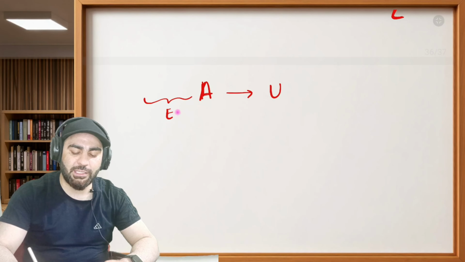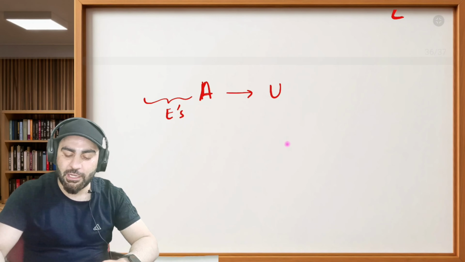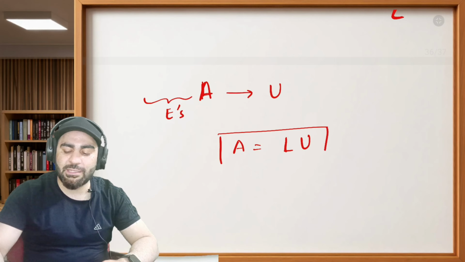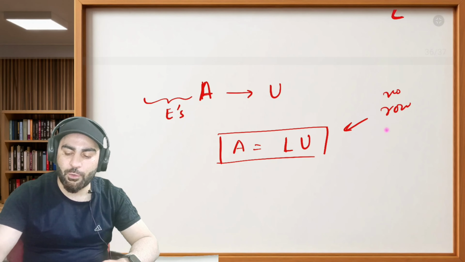So you had these E's, so you applied them in reverse order, and you just have to keep track of these multipliers. So at the end you will get this LU. So A is equal to LU. But there is one condition. The condition is that there were no row exchanges.